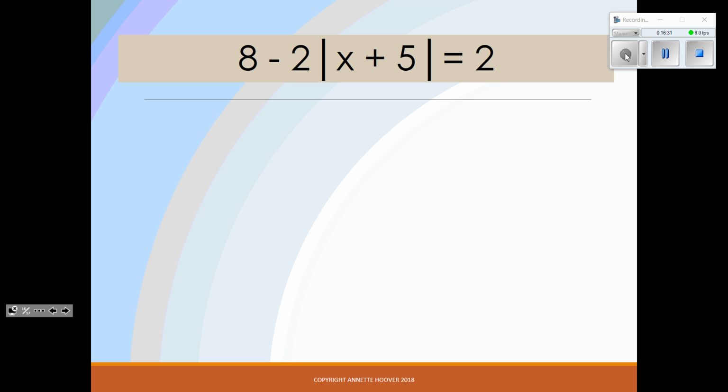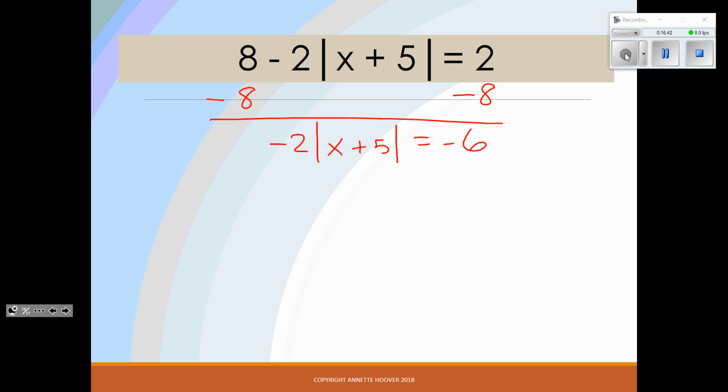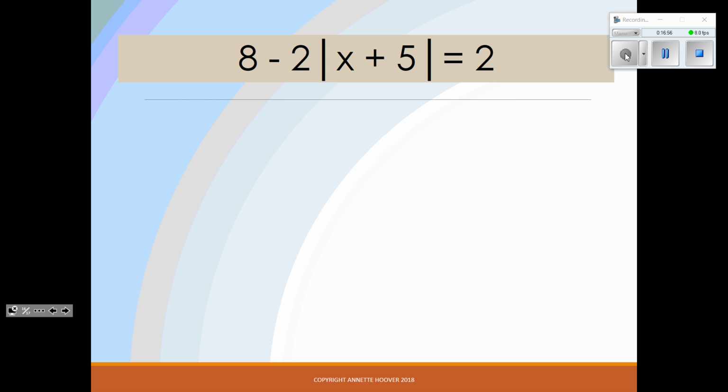Okay, on this one first, we're going to have to subtract 8 on both sides of the equation. So we have -2 times the absolute value of x plus 5 is equal to -6. Now we divide both sides by -2. Remember, our goal is to get the absolute value by itself. When we do that, we get a positive 3. Okay, that's a positive. The absolute value is set equal to a positive number, so we know that there's going to be a solution.